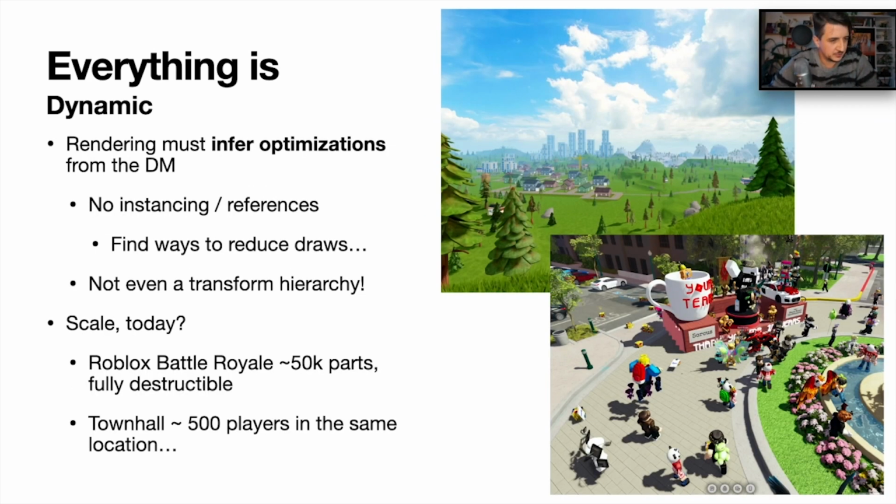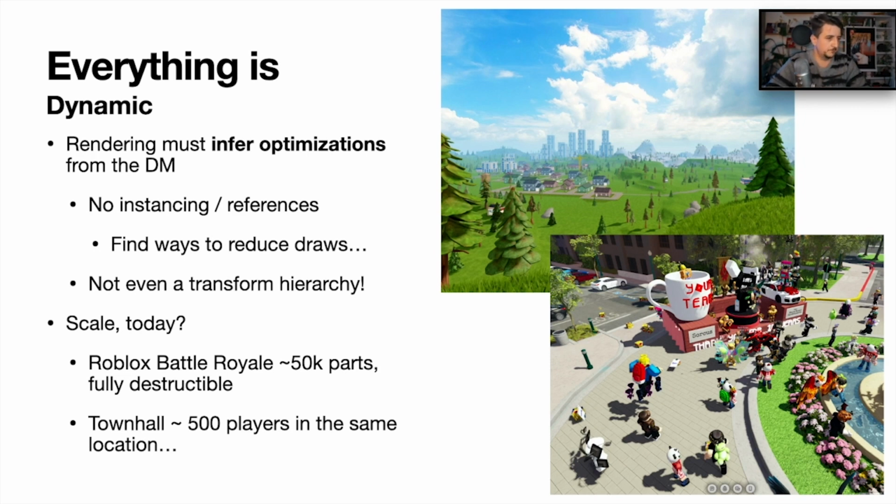And the idea of rendering is that we really have to infer optimizations from the data model. The objects in the data model make sense on their own. They are primitives that make sense for virtual worlds. They don't try to be particularly engine friendly. We don't have things like instancing. You can't really reference the same model multiple times. You just copy and paste it a million times in the world, and the engine has to cope with that. As I mentioned, we don't have a transform hierarchy. So if you want to transform something that has 10 parts, you will change 10 C-frames, 10 matrices.